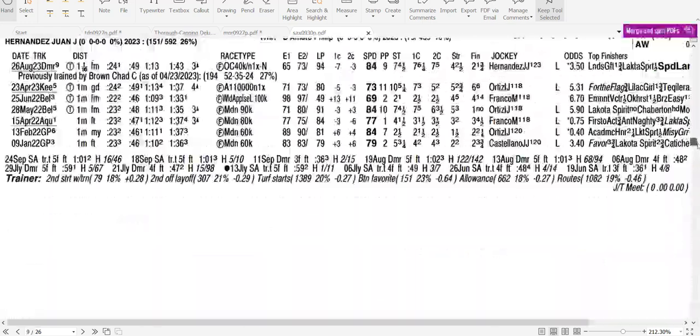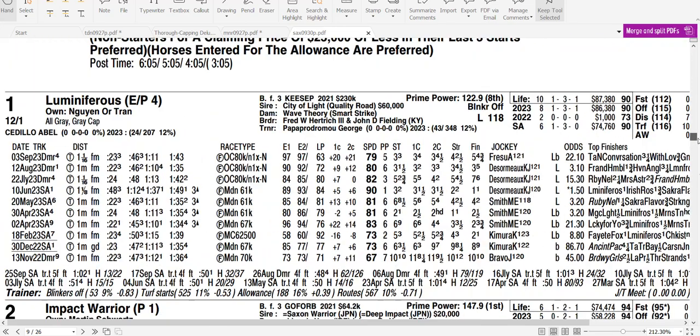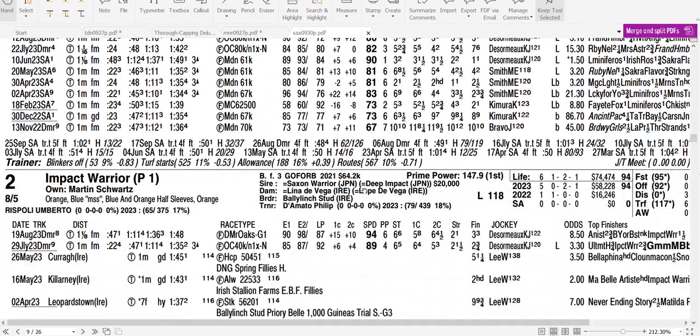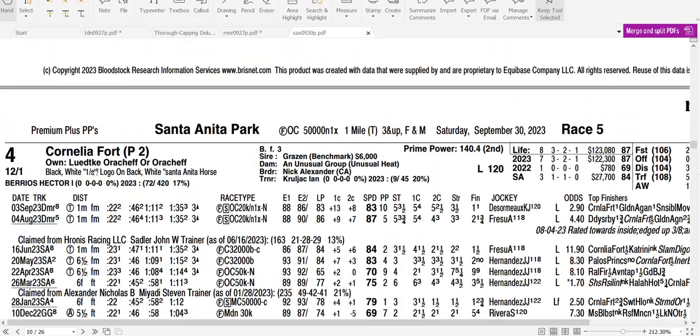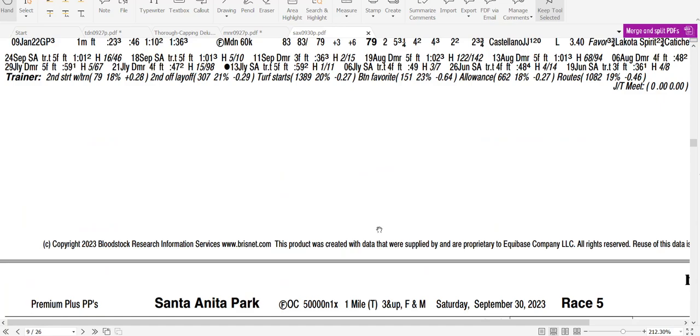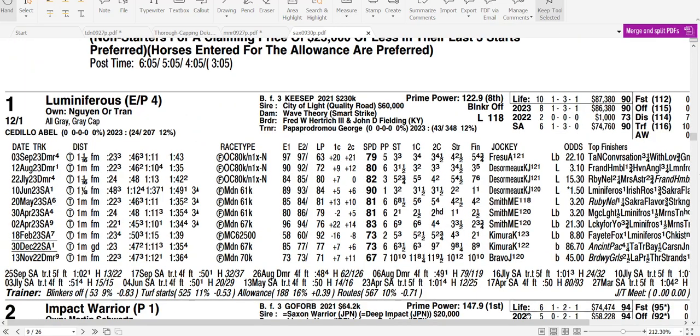Apologize, guys. I'm just trying to move fast here, and there it is. Yeah, the 2 is the 8-5 morning line favorite. But the 4 horse is also showing up, and he's a 12-1 morning line. And so is the 1 horse. The 1 horse is showing up.